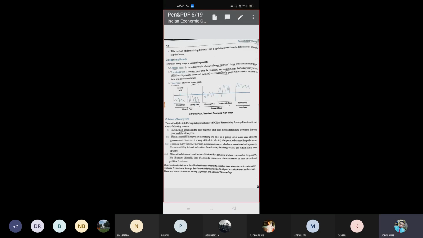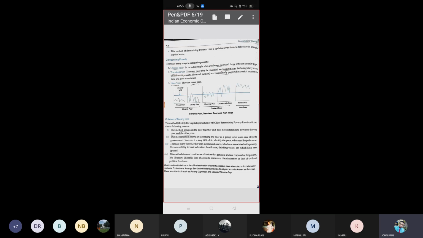Okay, anyhow, finally we have discussed what the poverty line is. So here, categorizing poverty, there are three ways: chronic poor, transient poor, then non-poor. Chronic poor means they will always be poor. You can see this is the poverty line.